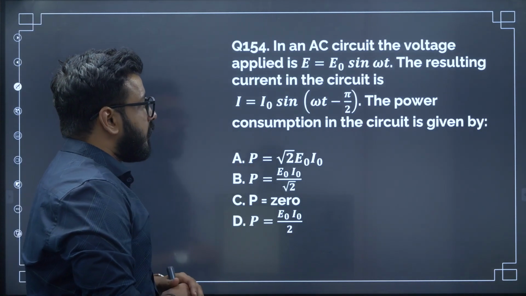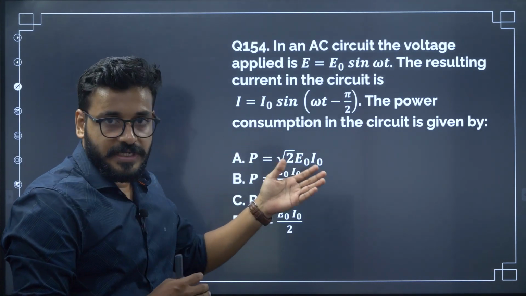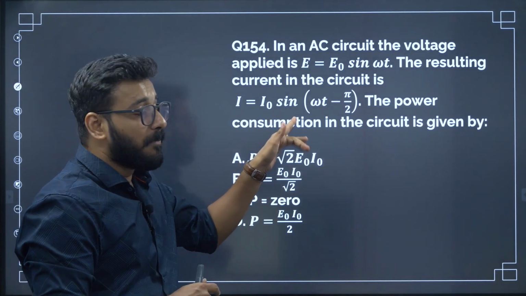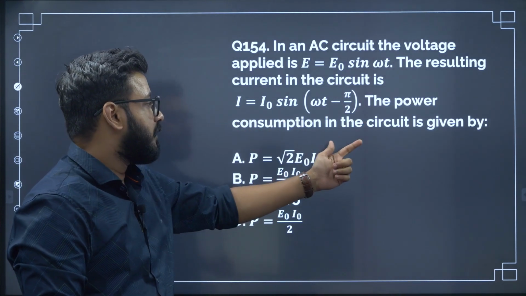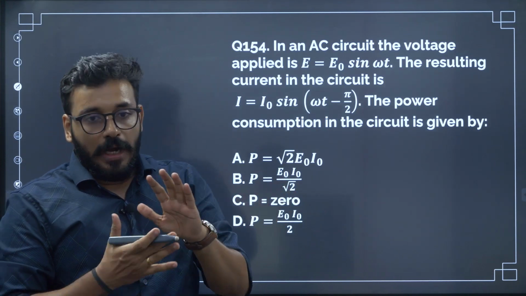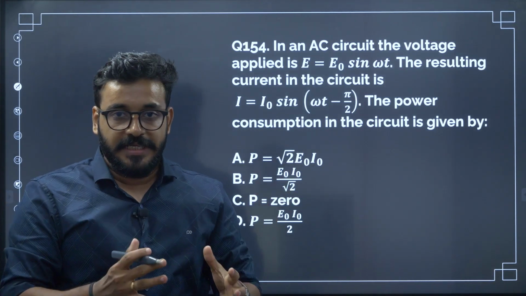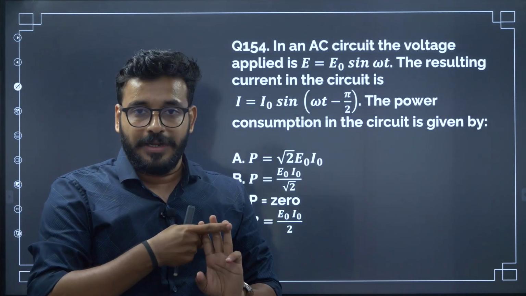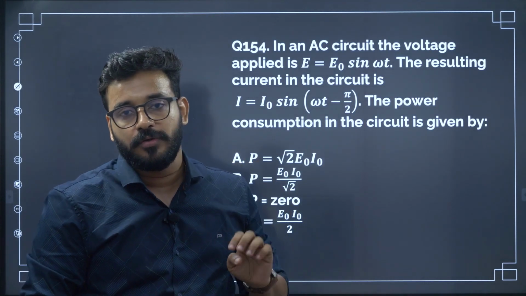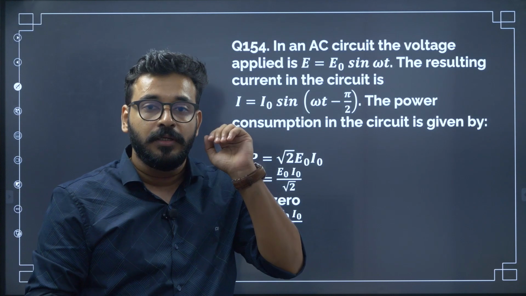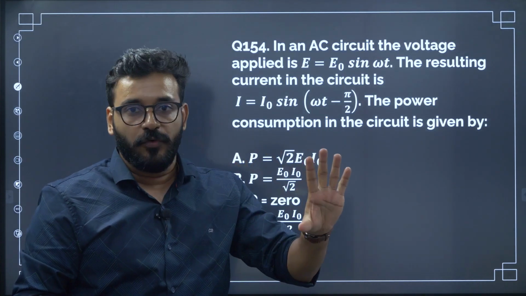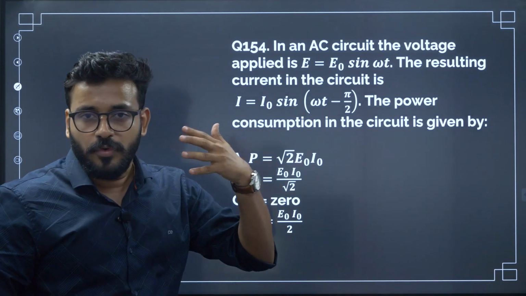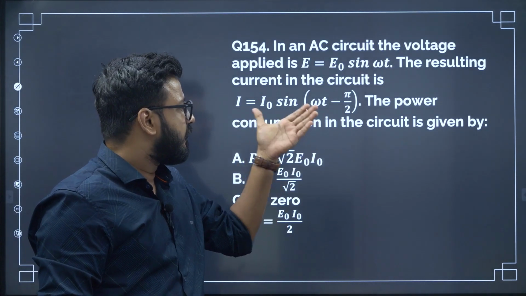In an AC circuit, the voltage applied is E equals E naught sin omega t. The resulting current in the circuit is I naught sin of omega t minus pi by 2. The power consumption in the circuit is? Now, it's very important to study all the circuits possible: purely resistive, purely inductive, purely capacitive, and the LCR series circuit. So these 4 circuits are highly important. If you are thorough with the 4 circuits, you can get it from the question itself, from the statement.